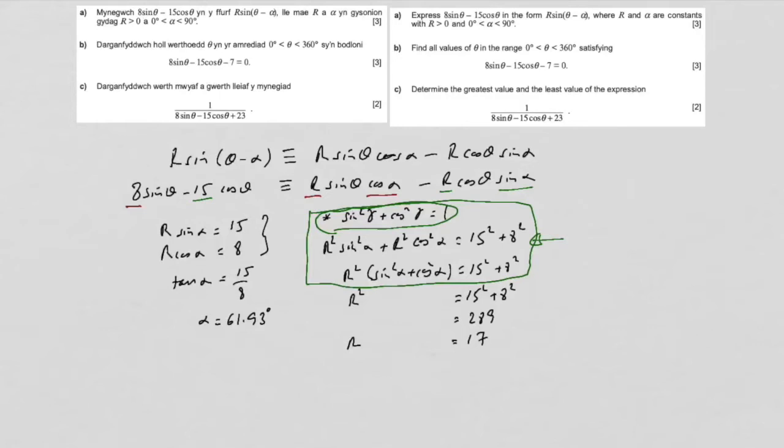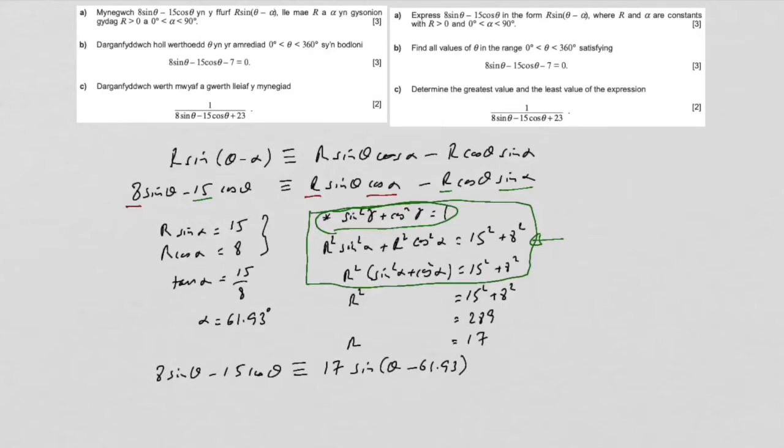Anyway, we've now found what r is, we've found what alpha is, so we can say that 8 sine theta take away 15 cos theta is the same as 17 sine (theta minus 61.93). Not quite the same, of course, because we've rounded off the angle, but it's close enough.